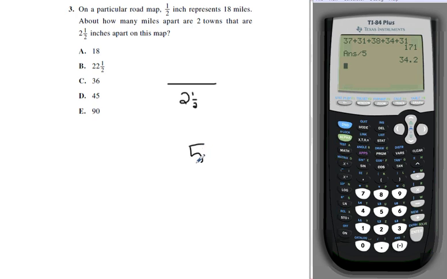Because 2.5 divided by 1/2 is 5. All right, so that being said, I'm going to take that 5 and multiply that by 18 because each of those 1/2 inch segments represents 18 miles. Okay, so 5 times 18 gives me 90. So my answer is E.